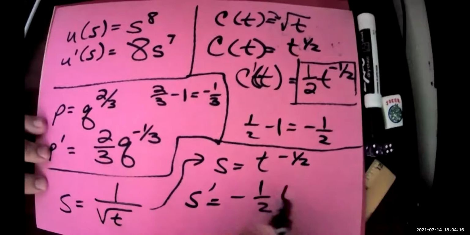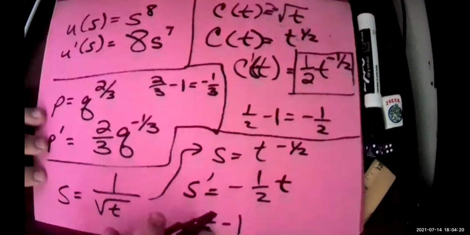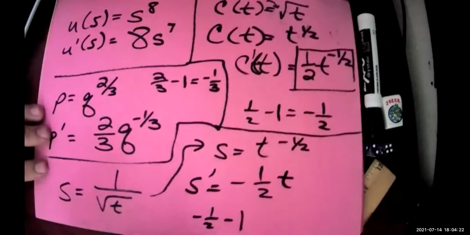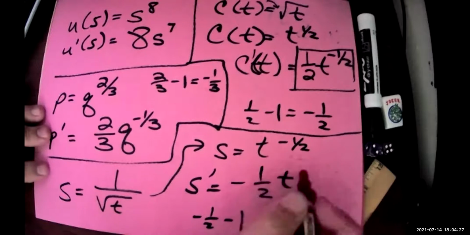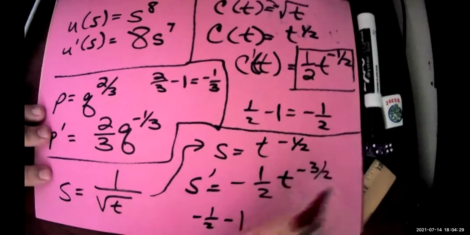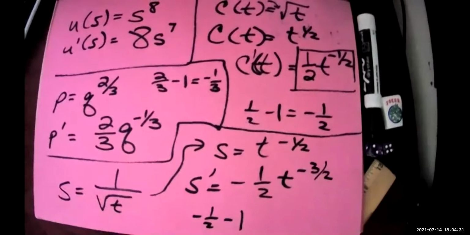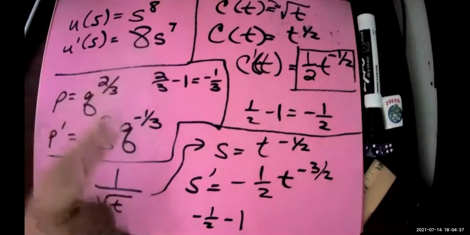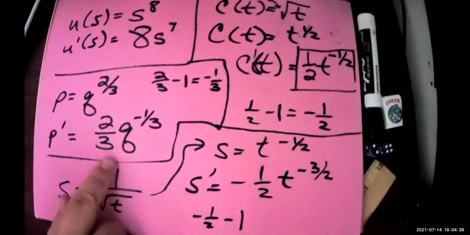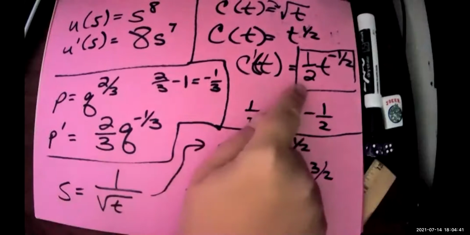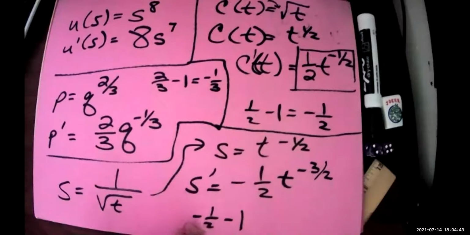And then t. And now I have to think about negative 1/2 minus 1. What is that? Negative 1/2 minus 1 is pretty crazy. You can use a calculator, figure it out. The bottom line is it's negative 3/2. Okay, and that's what we were trying to get for that question. So for this one, it was just 8 to the 7. Here we have 2/3 t to the negative 1/3. We have 1/2 t to the negative 1/2, and we have negative 1/2 t to the negative 3/2.